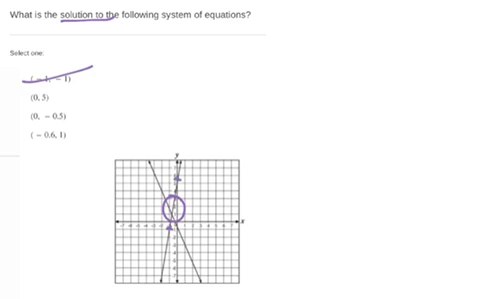0, 5 is up here. Not where they meet. Get rid of that one. 0, negative 0.5 would be right down there. Not that one, so your only option would be the last one. Negative 0.6, 1, and that's going to be right where they cross, okay? So for problems like this, you can definitely just do process of elimination and get rid of what you know it is not.